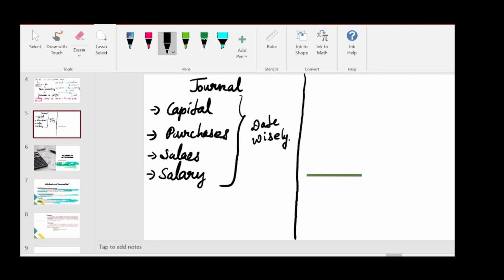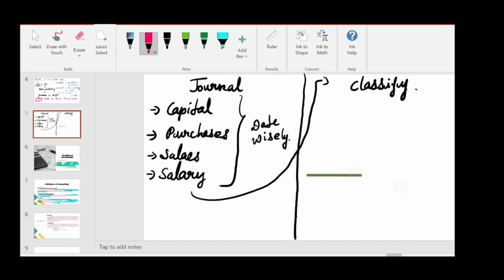So what we need to do is classify them. Classification is the next step. After recording, we will classify them, that is, we will record all the transactions of similar nature in one place. For that we will have something called a ledger. Ledger is the second set of books of accounts. In the books of accounts, the first book is journal, the second book is ledger.